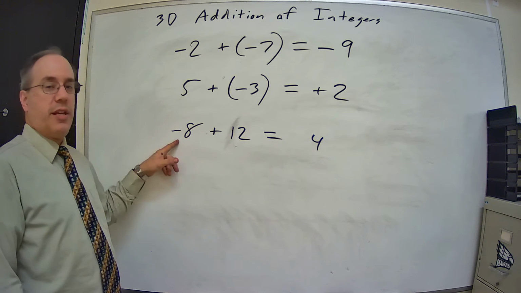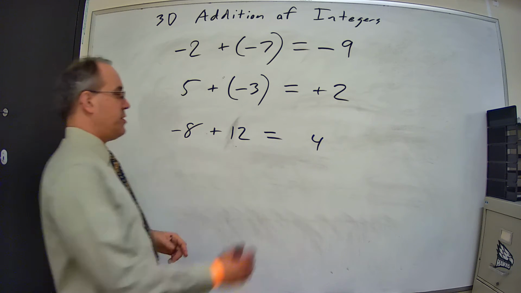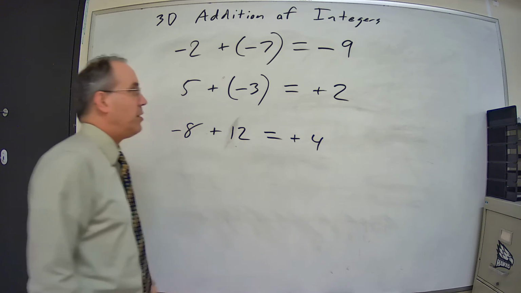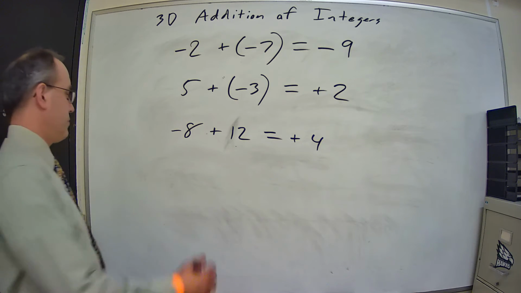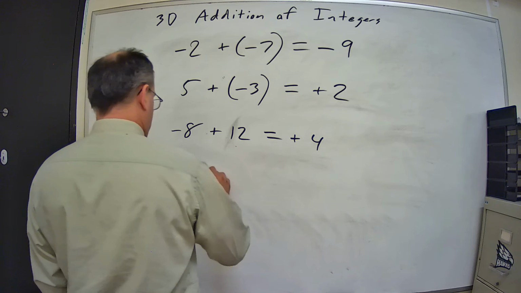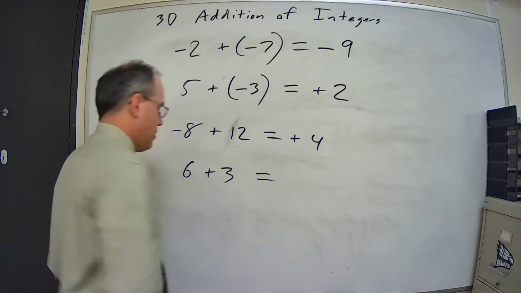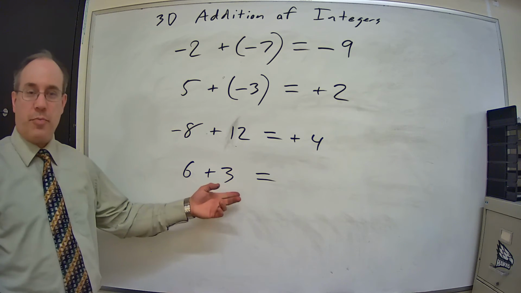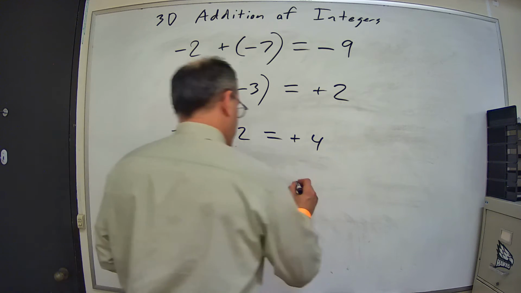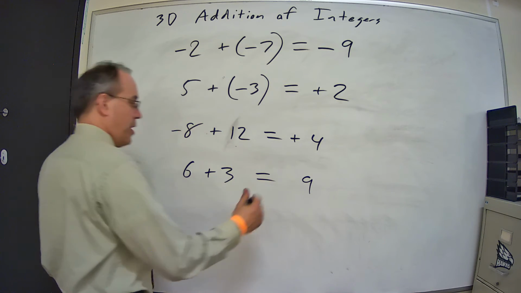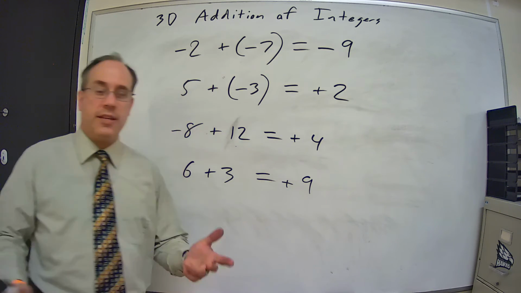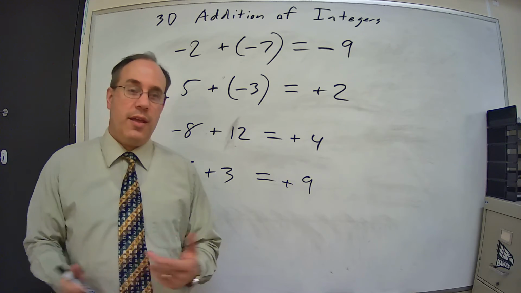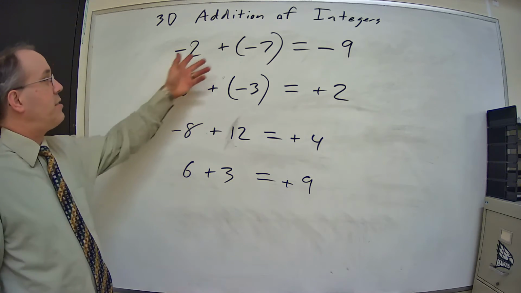12 is larger than 8, so we're going to keep that positive sign, plus 4. 6 plus 3, both numbers are positive, so we're going to add them. 9, they're both positive, so we get to keep the 9. And that's it. We look at the signs.